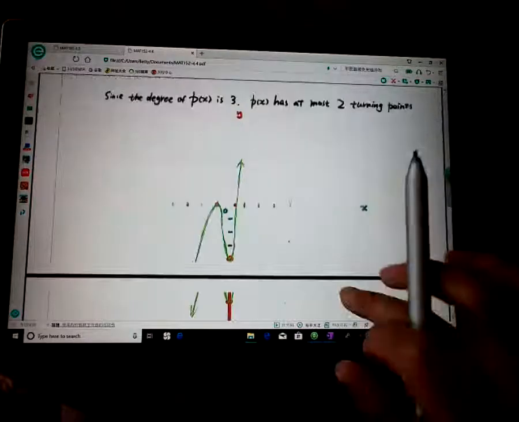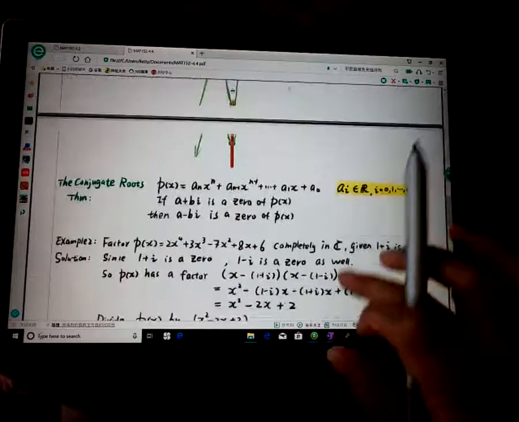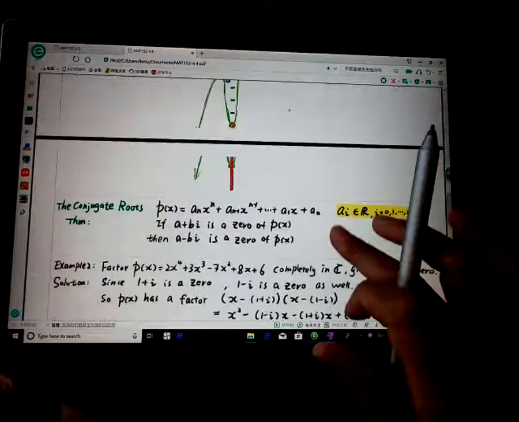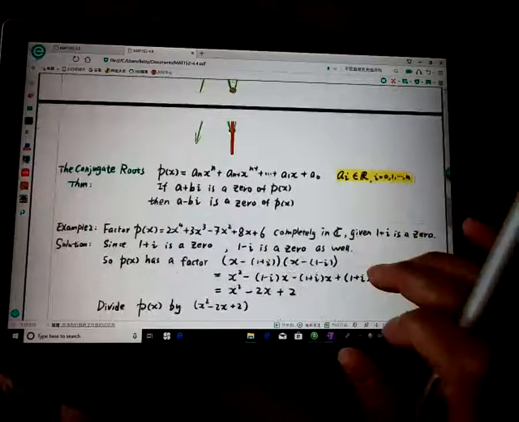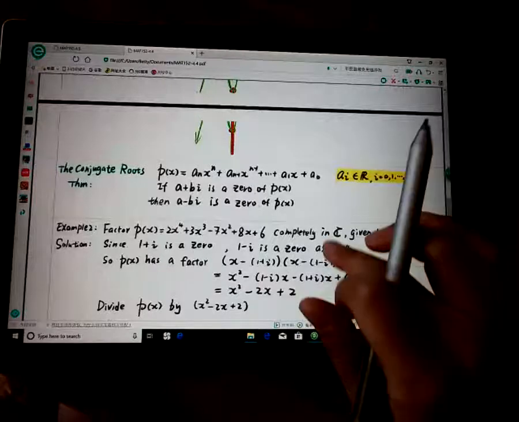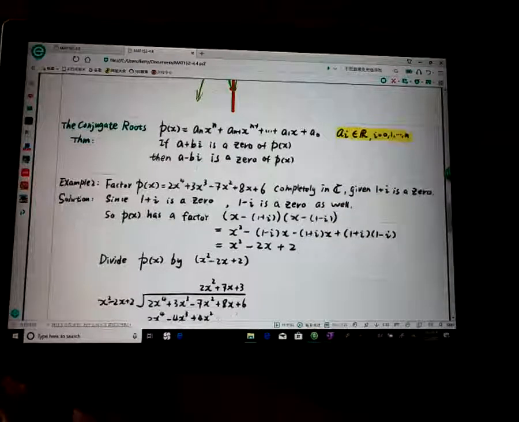You can use your graphing calculator to double check the result. Also, if you could find the y-intercept of the function, that could make your graph even better. Okay? All right. So let's see another theorem here.